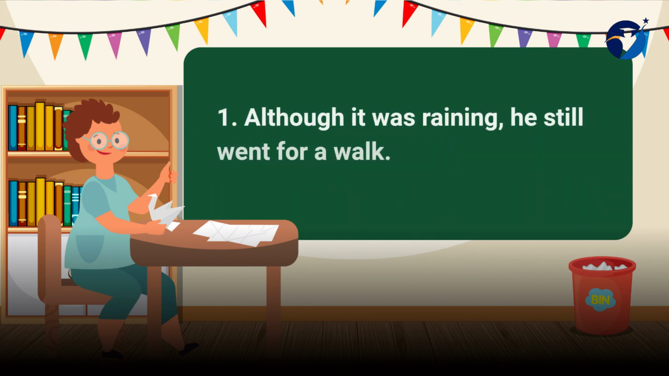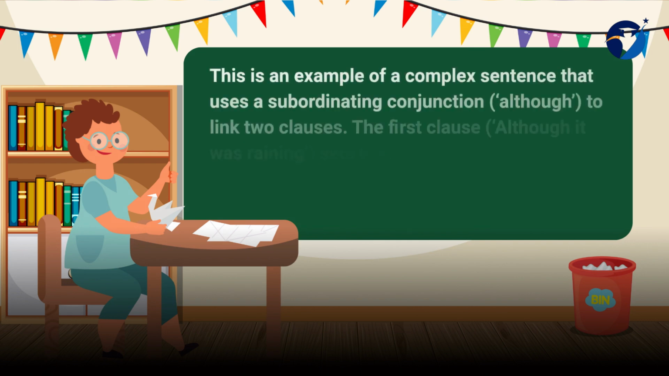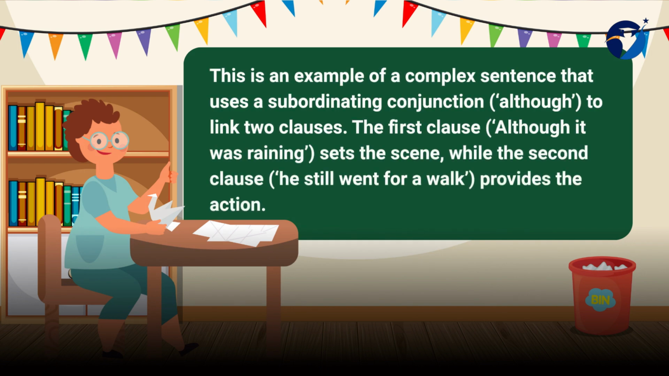1. Although it was raining, he still went for a walk. This is an example of a complex sentence that uses a subordinating conjunction, although, to link two clauses. The first clause, although it was raining, sets the scene, while the second clause, he still went for a walk, provides the action.